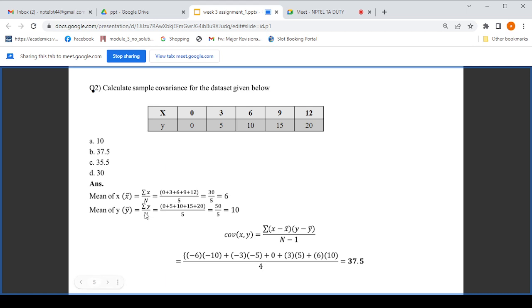Similarly, we also calculate the mean of y. The mean of y is the summation of y values divided by the total number of samples. So it comes as 10.